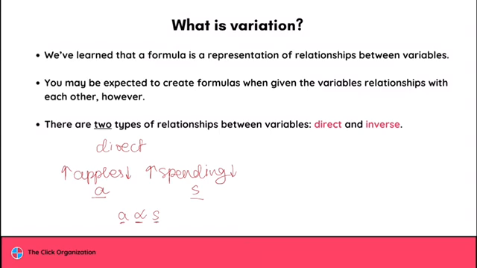Now, another type of relationship between variables is inverse. This can be where, for example, as the number of words you write is more, the time you have for other activities is less. So, if the amount you're writing is increasing, then the time you have left is decreasing, and this is the other way around as well.